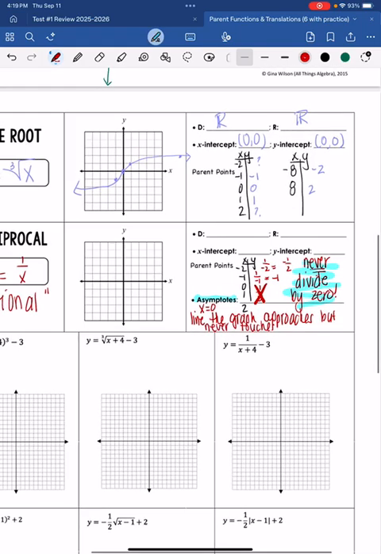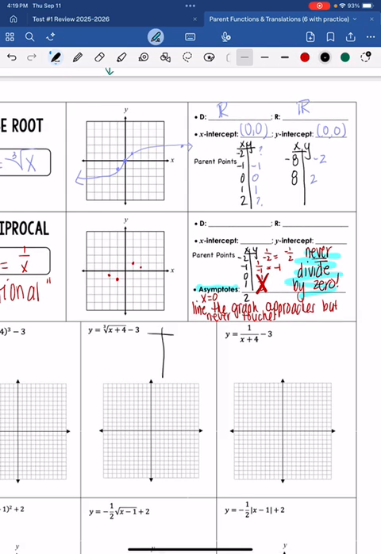So if I plug in negative 2, I get negative 1/2. If I plug in negative 1, I get negative 1. And then I can't plug in 0. That is not allowed. I can plug in 1. If you plug in 1, you get 1. And if you plug in 2, you get a half. Kind of ran out of room here, so I'm going to have to erase this eventually. But if you plug in 1, you get 1 over 1, which is 1. You plug in 2, you get 1 over 2, which is a half. And so that's how I got those points that I just plotted.